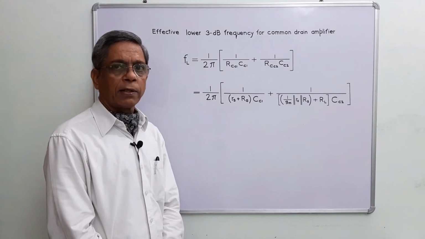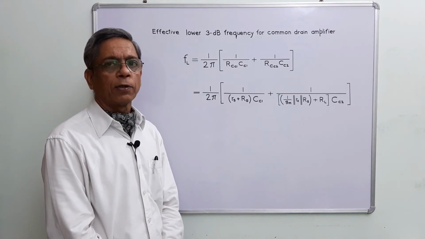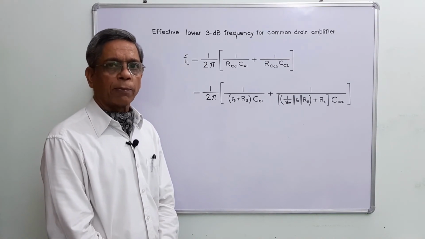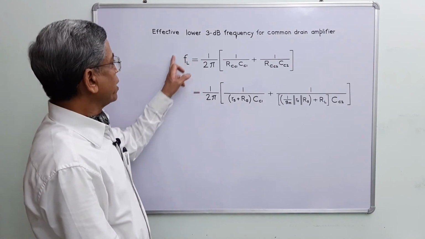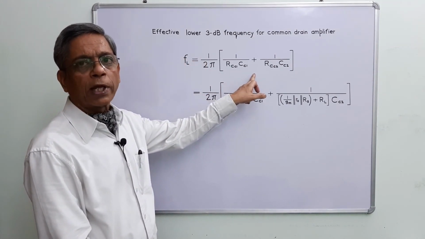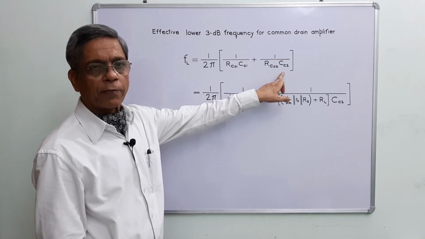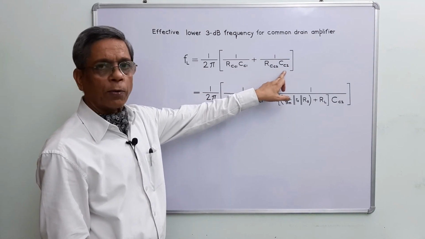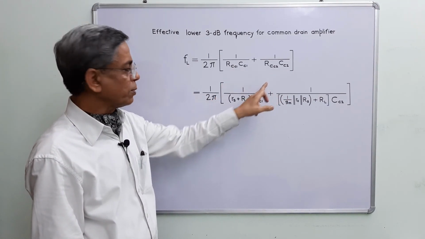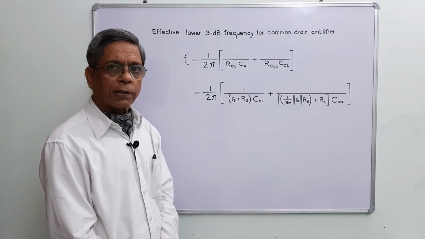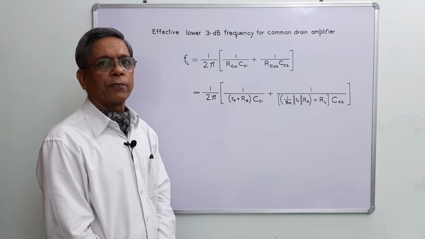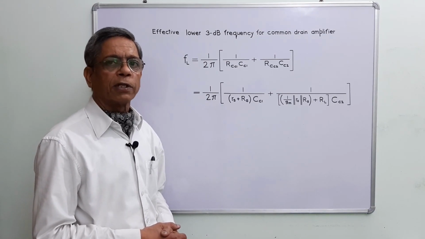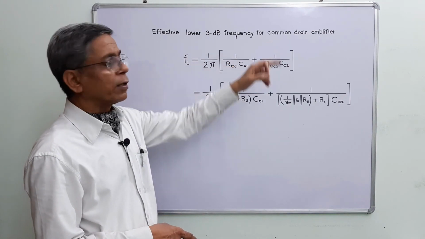So far we have determined the time constant for both the coupling capacitors CC1 and CC2. Now we are in a position to write the complete expression for effective lower 3 dB frequency for the common drain amplifier at low frequency band. In fact, FL is equal to 1 by 2 pi times the sum of the reciprocals of the time constants corresponding to both the coupling capacitors. And R_CC1 is the resistance seen by CC1, R_CC2 is the resistance seen by CC2. Substituting the values of R_CC1 and R_CC2, this is the complete expression for effective lower 3 dB frequency for the common drain amplifier. So this was all about the performance of the common drain amplifier at low frequency band and the derivation of the expression for effective lower 3 dB frequency for the common drain amplifier.